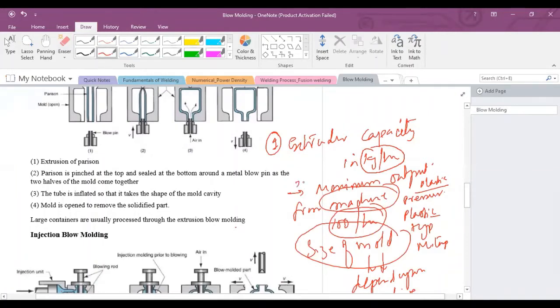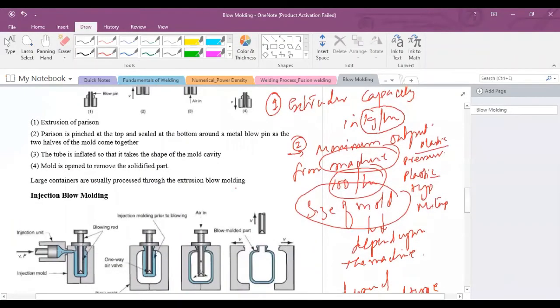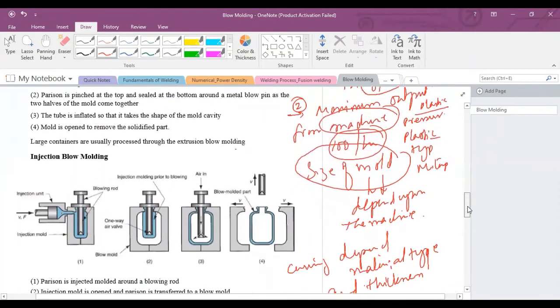The second one was the maximum output. How many parts can be produced through the extrusion molding machine? This depends upon the plastic pressure, plastic type, plastic melting temperature, and the plastic geometry as well. The size of the mold also depends upon the machine capacity or machine size.